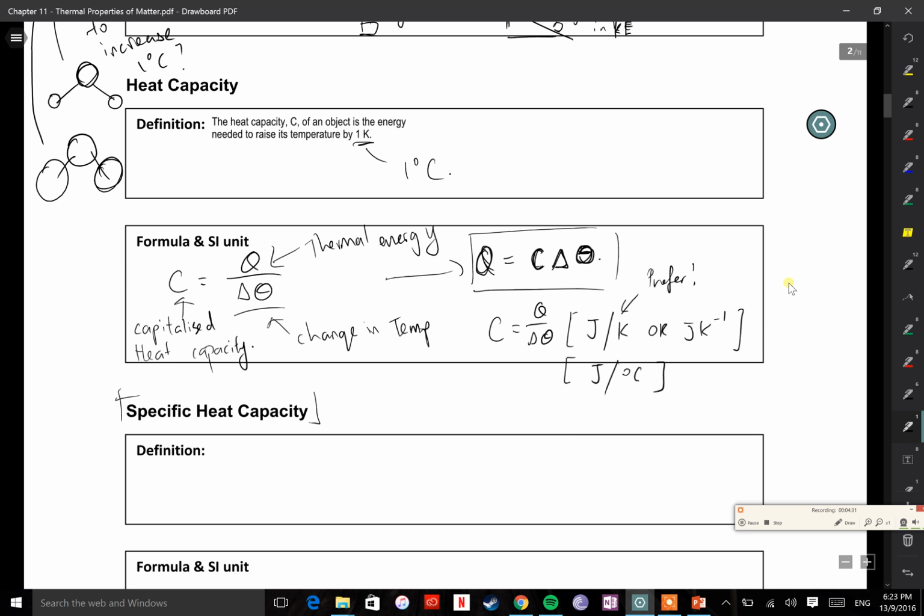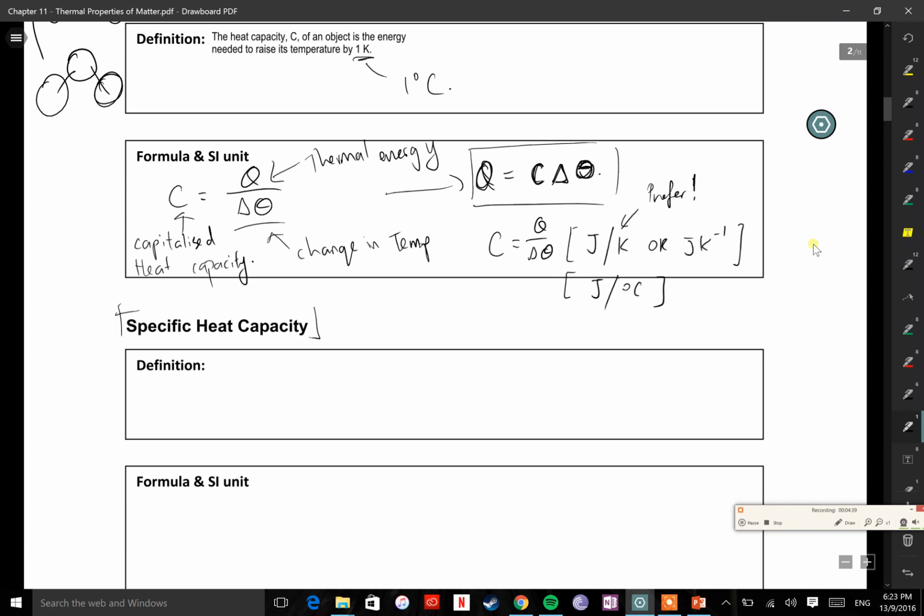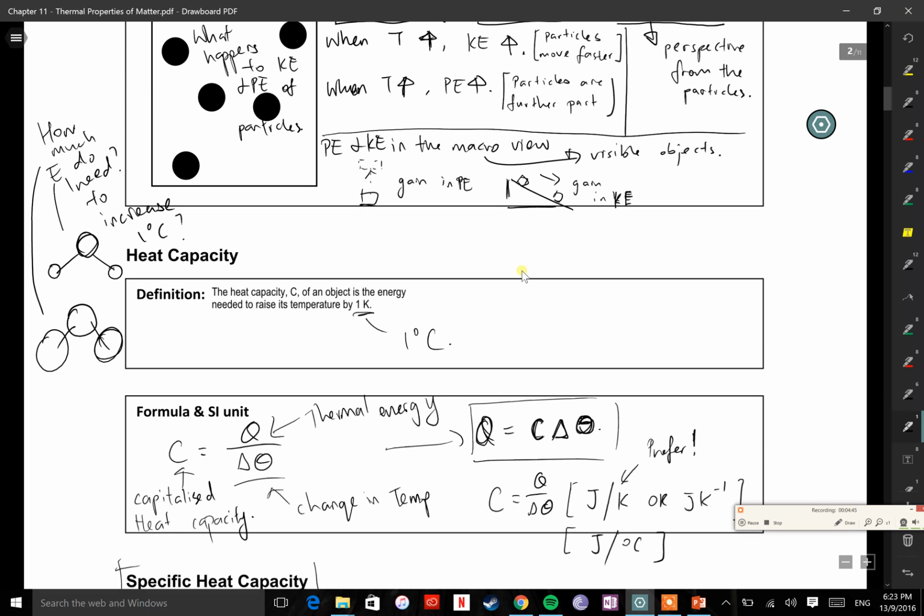Okay, so it's really up to you. The SI unit follows the formula. If you remember the formula, there shouldn't be a problem with your understanding of the SI unit. So this is the idea of heat capacity.